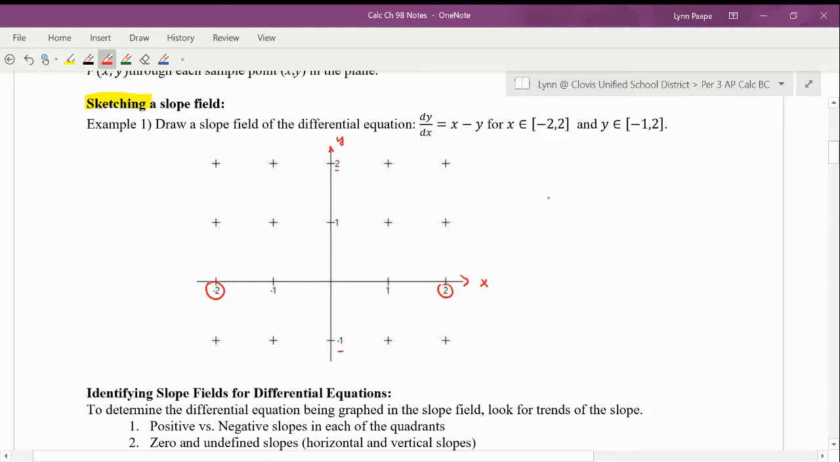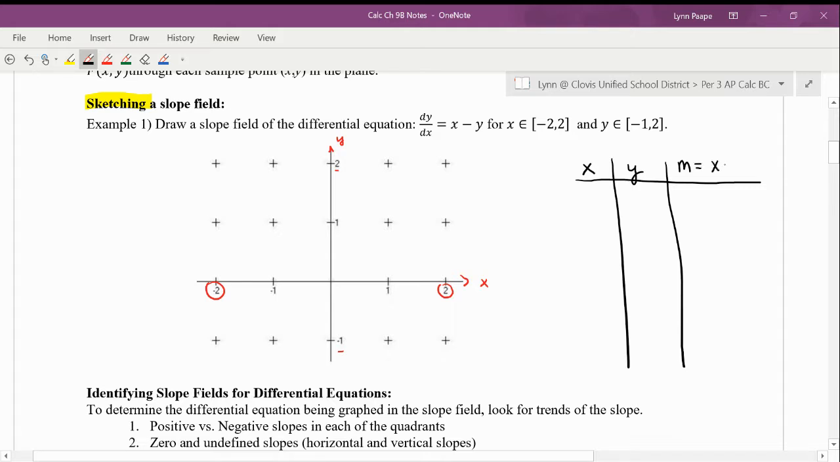There are lots of different ways to do this problem, but the most common way is that we would set up a t-table to figure out each of those values. So we would have x and y, and then we would have the slope of that line. The slope of that line would be our dy/dx, which is x minus y. So we're going to evaluate our slope at each of these ordered pairs, where all these pluses are located, plus anything that lands on the axes.